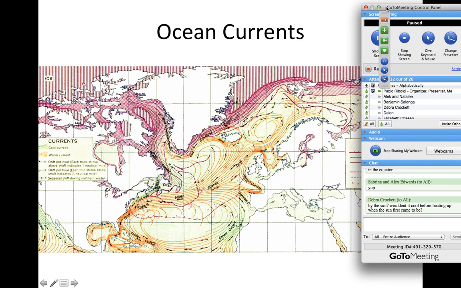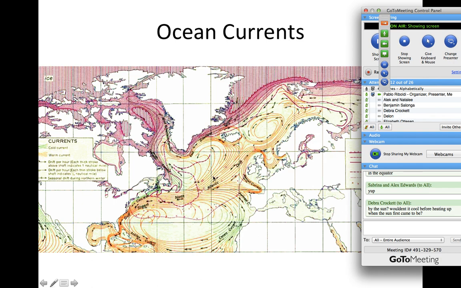So it cools down as it moves northward. And you see here that the Canary Current is considered a cold current of water. And then when it gets into the equatorial region, it heats up again.